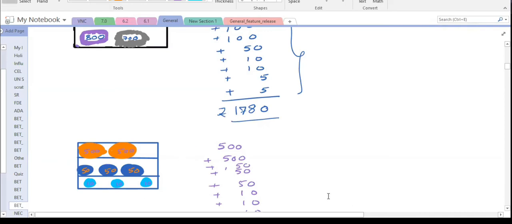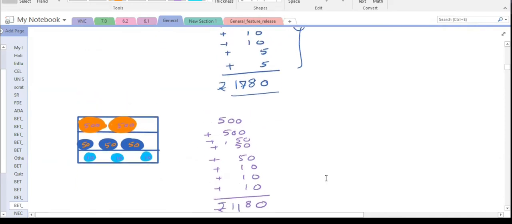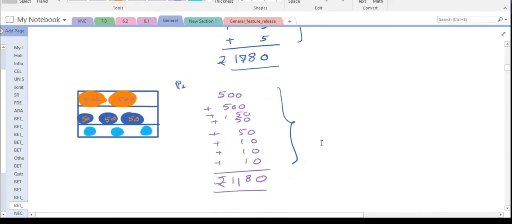Say this is just another example. Say this is person two. They also randomly picked up something and they got it. Now when you compare, obviously 1,780 is more costly than 1,180. So we say that this person has made the most profit.